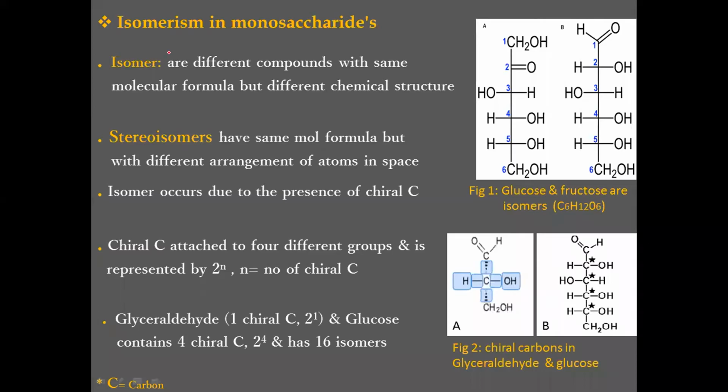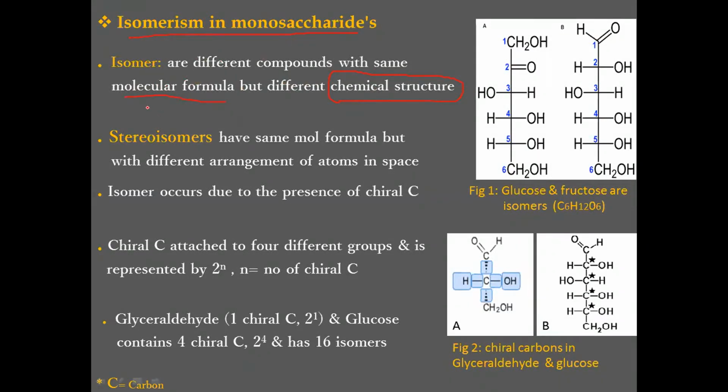Welcome friends. Today we will discuss part 1 of lecture 3 in which we will study isomerism in monosaccharides. So first of all, what is an isomer? Isomers are different compounds with the same molecular formula but different chemical structure. Those compounds which have the same molecular formula but different chemical structures are known as isomers, and the phenomenon of having isomers is known as isomerism.